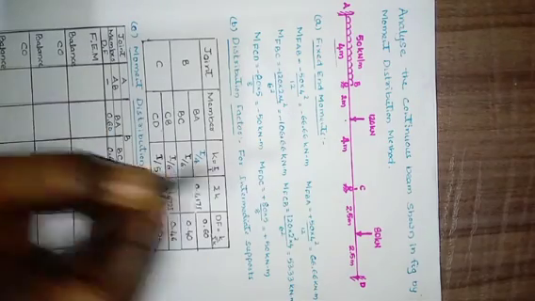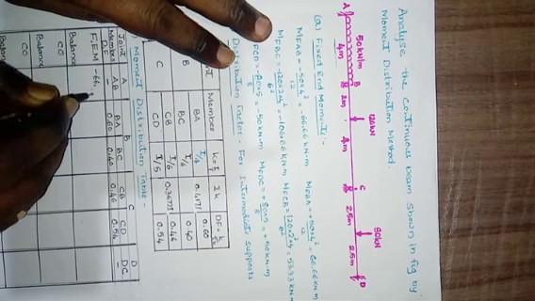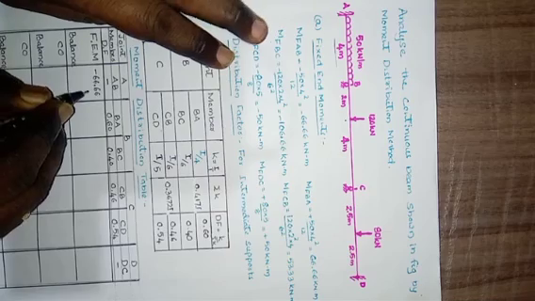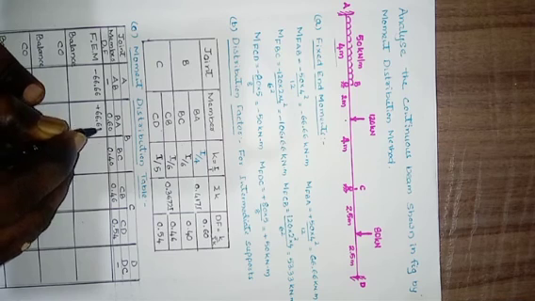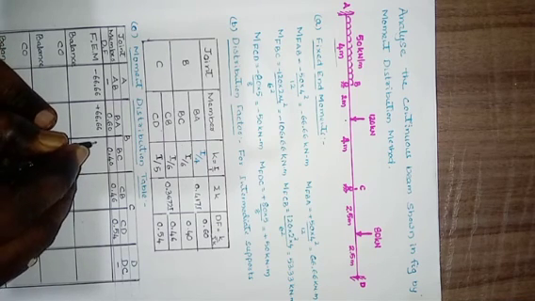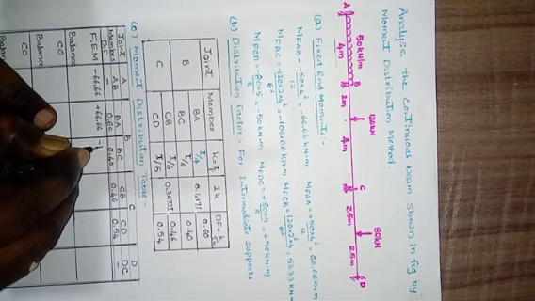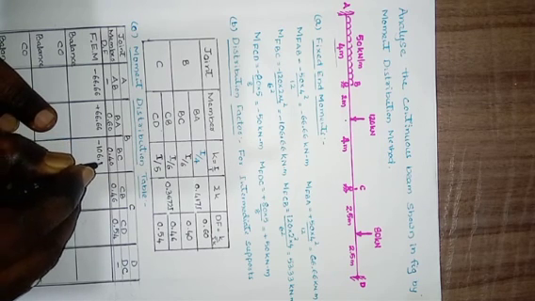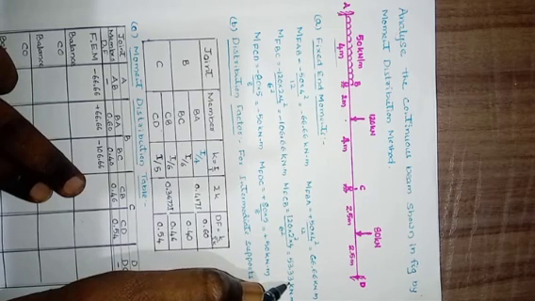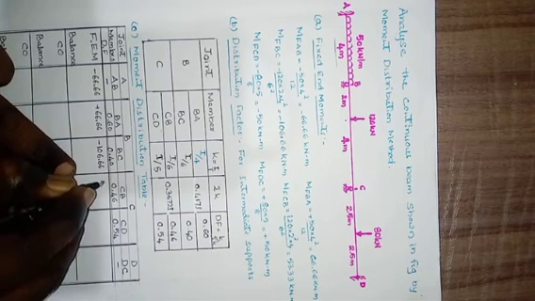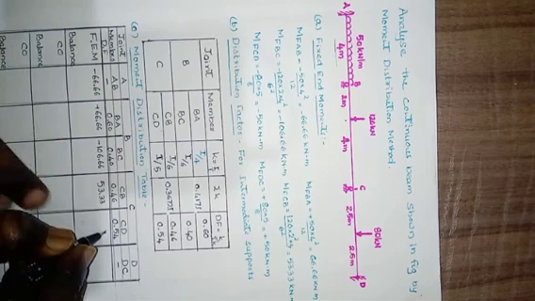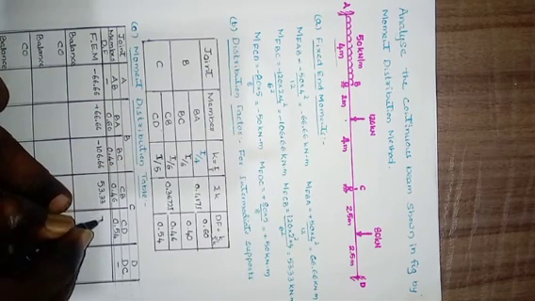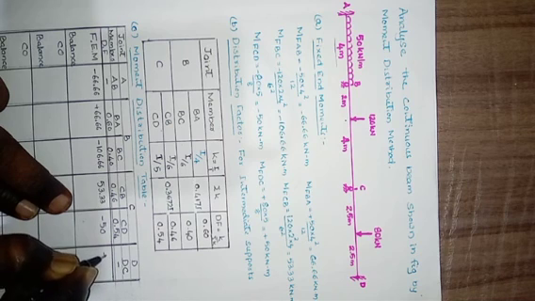Now we have to substitute the values of the fixed end moments. MFAB is minus 66.66 kilonewton meter. MFBA is plus 66.66 kilonewton meter. Then MFBC is minus 106.66. MFCB is 53.33 kilonewton meter. Then MFCD is minus 50, and MFDC is plus 50.